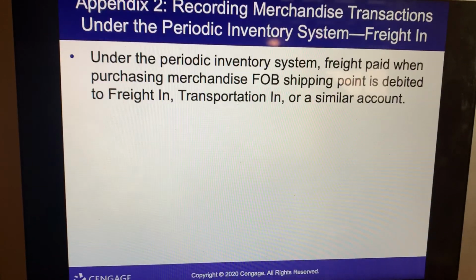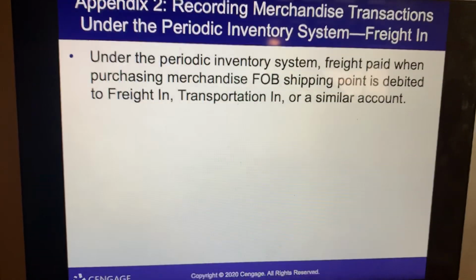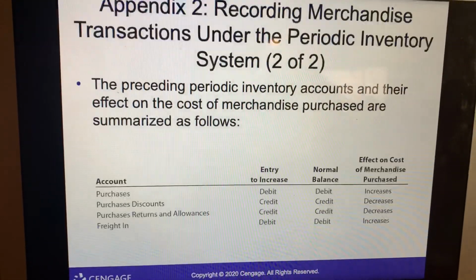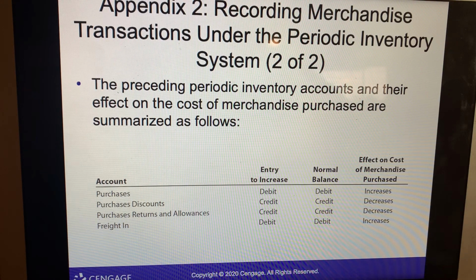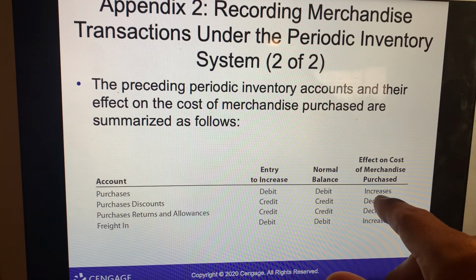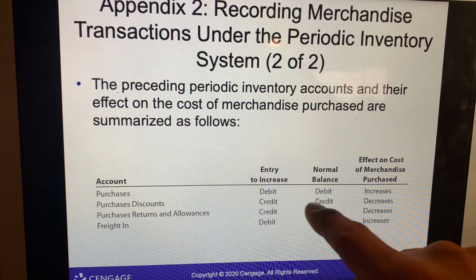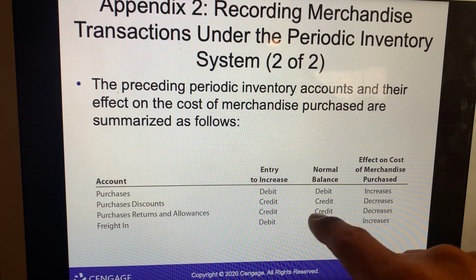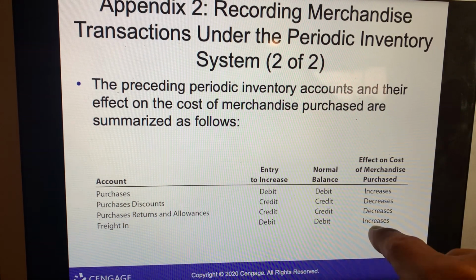Under the periodic inventory system, freight paid when purchasing merchandise, FOB shipping point, is debited to freight in, transportation in, or a similar account. So here's what this looks like. Purchases, debit, increases. Purchase discounts, credit, decreases. Purchase returns, credit, decreases. Freight in, debit, and it increases.